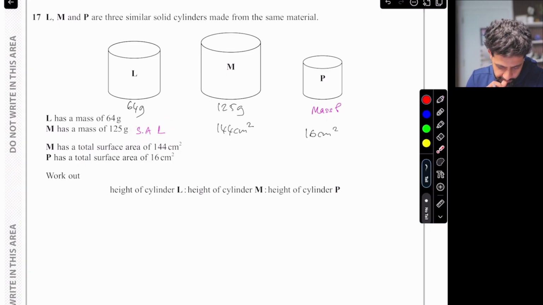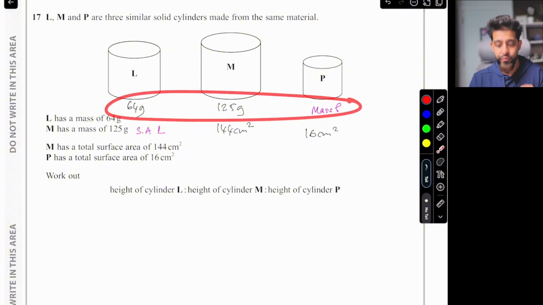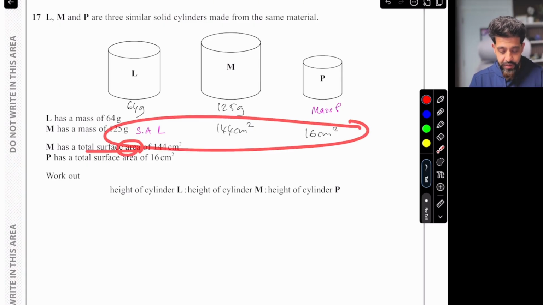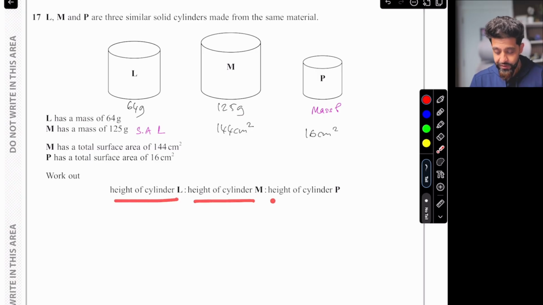Now you have to identify length, area, volume from here. Mass, is it a length, area, or a volume? Mass is a volume, so all of these masses are your volume ratio. Can you see between L and M, you've got that ratio. And they're still similar, so you can use P to deal with it in a second. The surface area is given to you, so you know that these are the area ratio. Now we need to work out the height of each one and put it into that ratio, which means we need to go to the length ratio at some point.